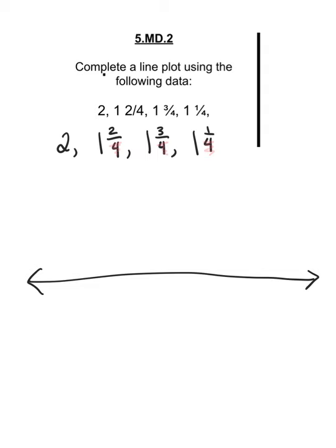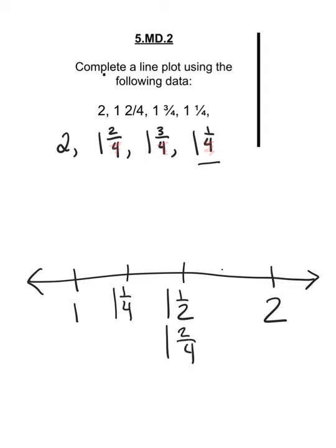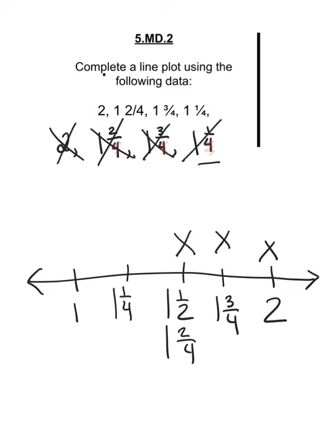My smallest value is 1 1/4, so I guess I'll start with 1 and go up to 2. This will be 1, 1 1/4, 1 2/4, 1 3/4, and 2. Put an X above the 2, put an X above 1 2/4, put an X above 1 3/4. There we go. That's it. Oh my gosh, that one was so easy. I love it when that happens.